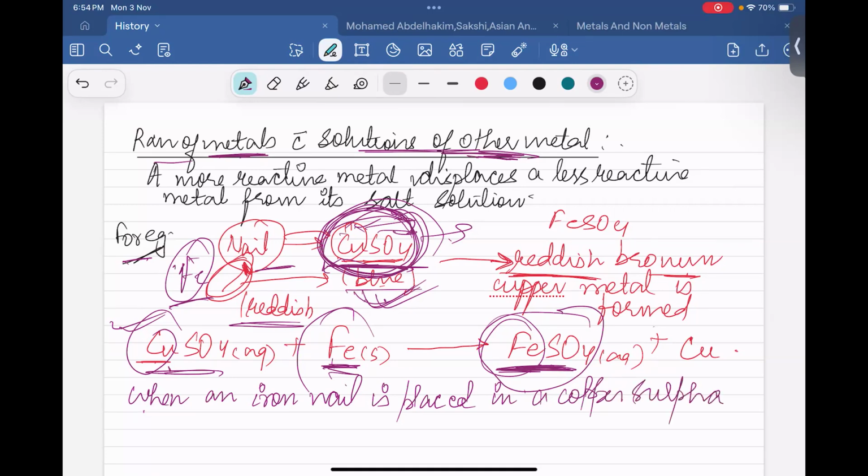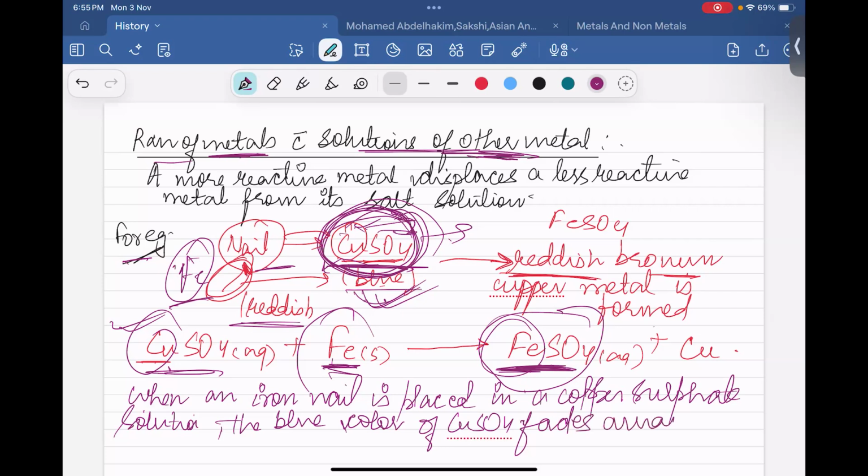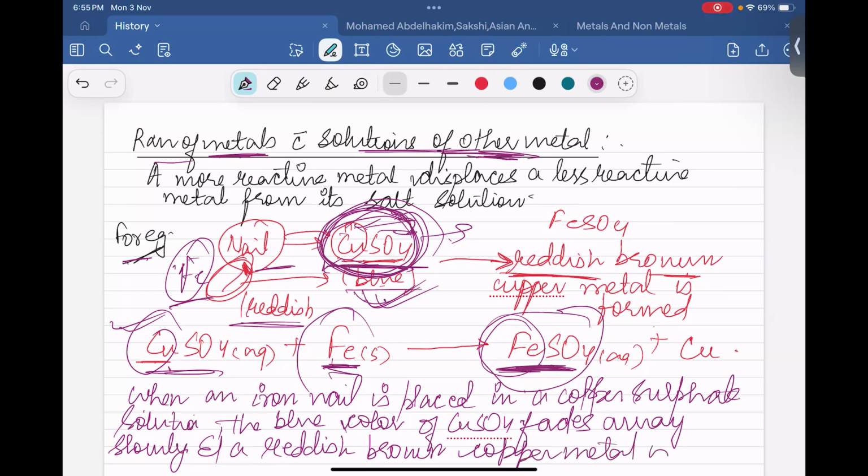a copper sulfate solution, the blue color of copper sulfate fades away slowly, and a reddish brown copper metal is formed. After writing this, write this chemical reaction.